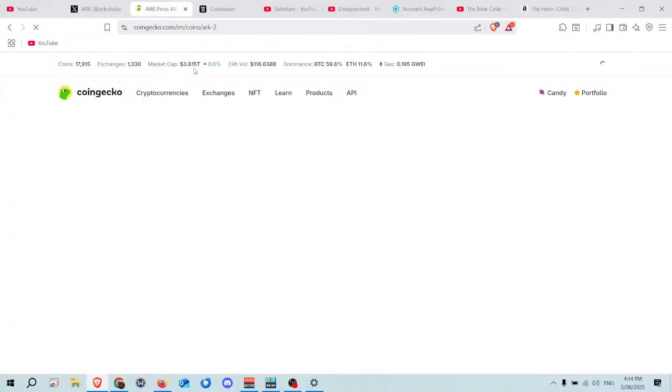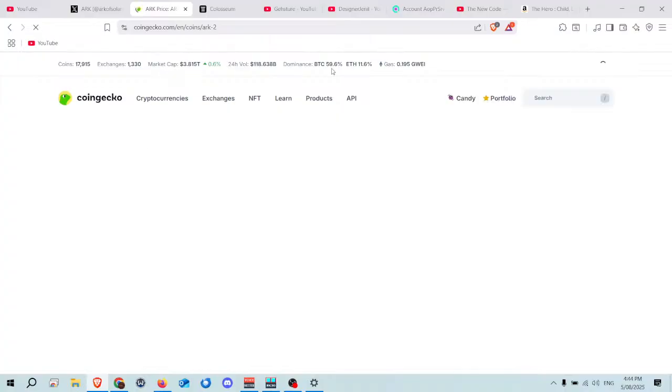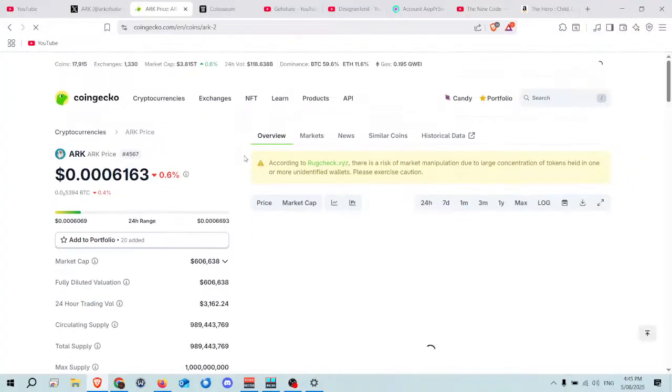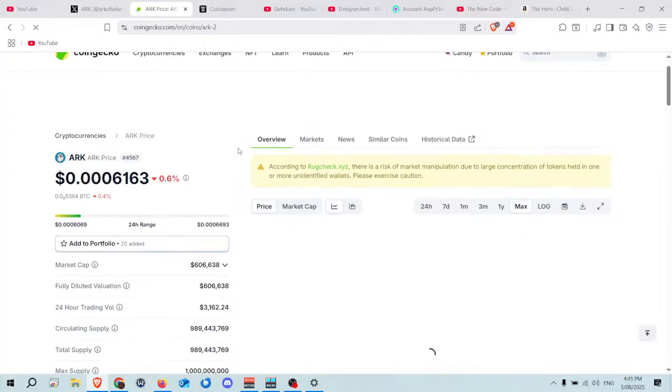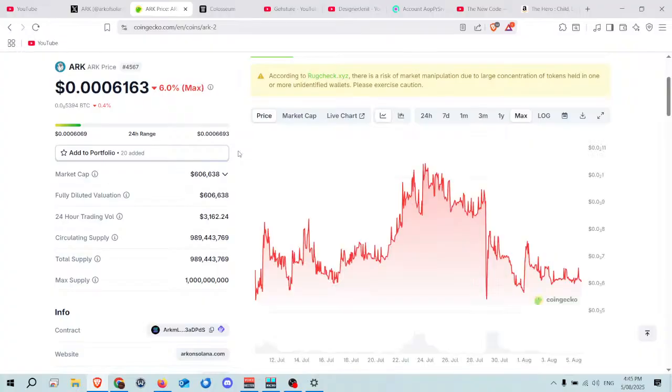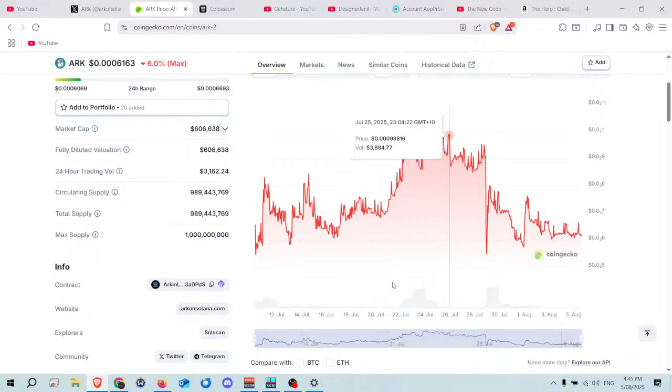At the moment, market cap is 3.815 trillion. Dominance is around that 60%, so that's quite interesting. I think market cap was 4.2 a while ago before a few things, macro factors, appeared. So if you're interested, this is the price chart at the moment.